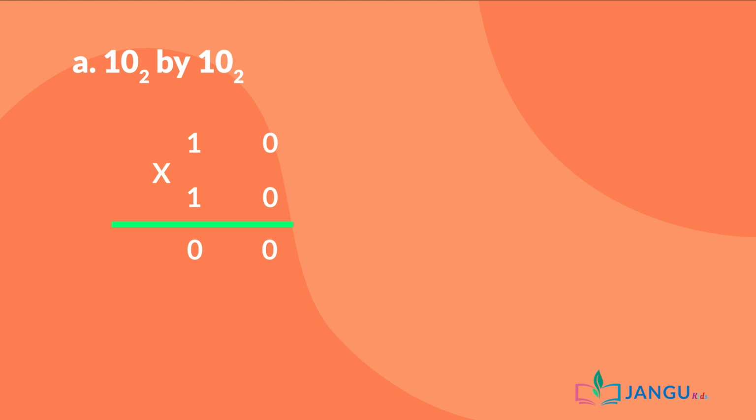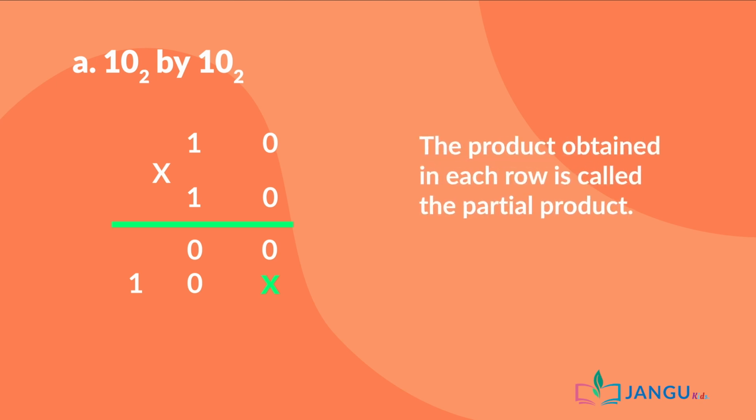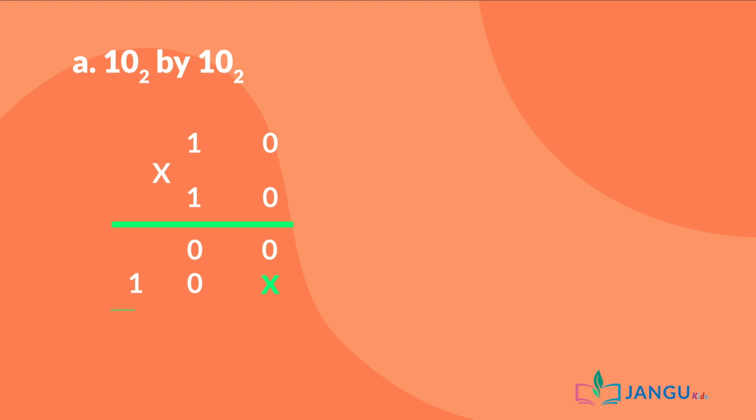Let us add a placeholder, say x. You can use any variable that does not have a value. It does not have to be x. We put it under 0 before multiplying the next higher order digit of the multiplier, which is 1, with the multiplicand 10 base 2. 1 times 0 is... It's equal to 0. 1 times 1... Yes, it equals 1. The product obtained in each row is called the partial product. Finally, we add all the partial products.